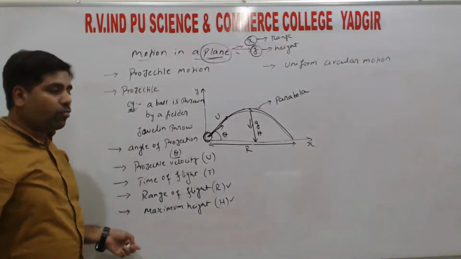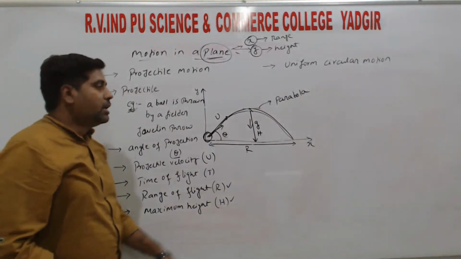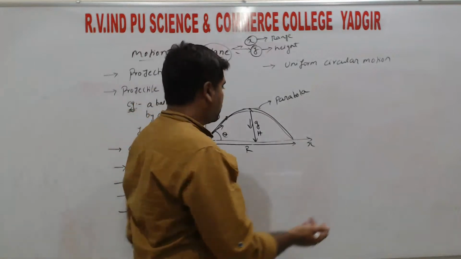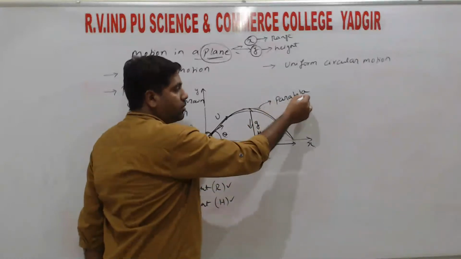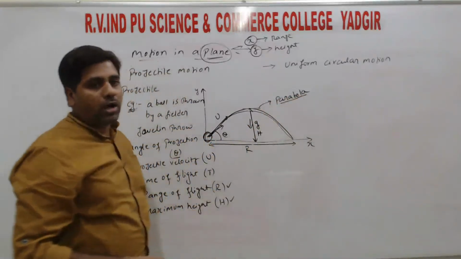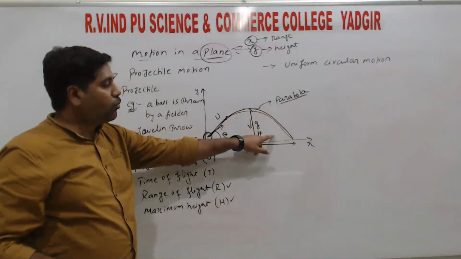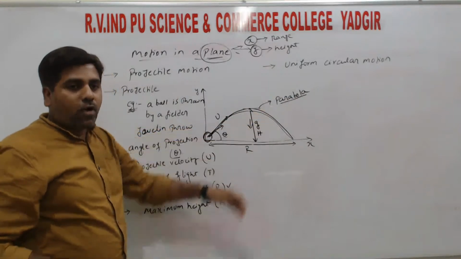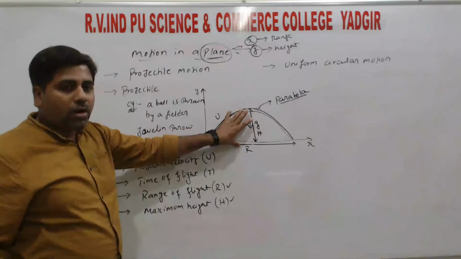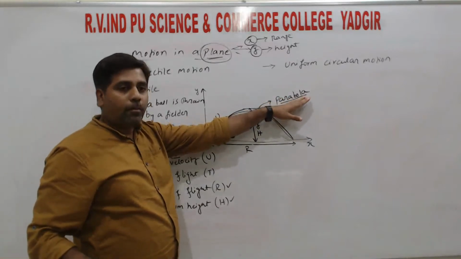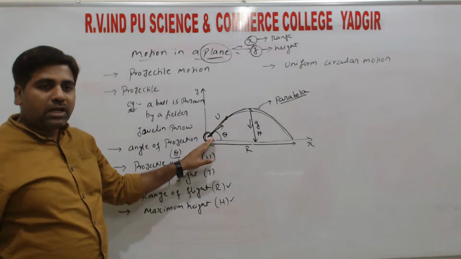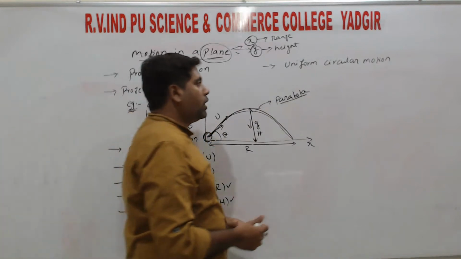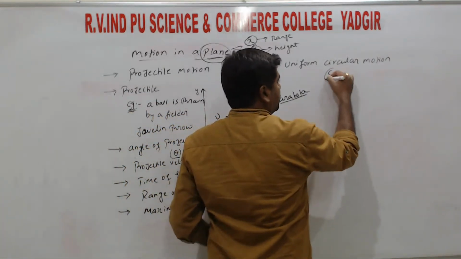Definitions are very important. After definitions, next we have the derivation. We said the path traced by a projectile is a parabola. Since we said parabola, we need to prove this in mathematical form. If we derive it, we must get a parabolic equation. Then only we can say that the path of a projectile is a parabola. So this is also important for 5 marks.